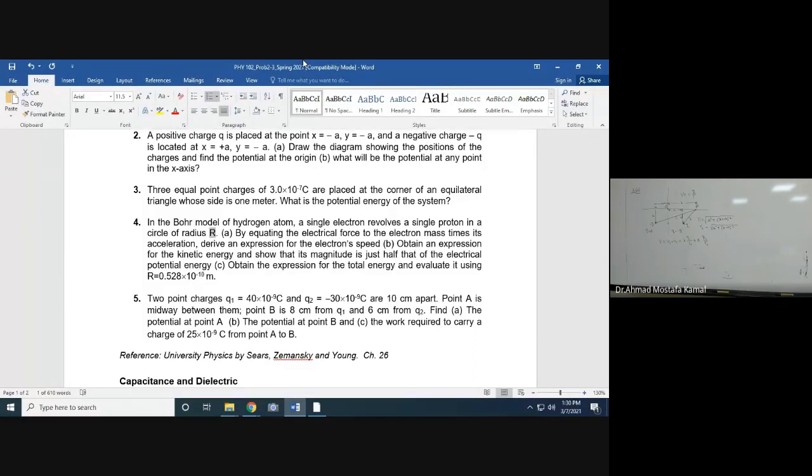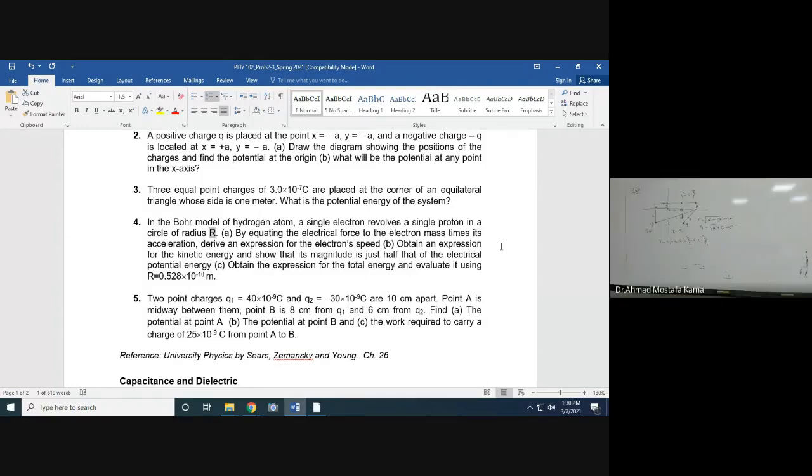আচ্ছা ঠিক আছে, এটা হচ্ছে v স্কোয়ার বাই r, তাই না? v স্কোয়ার বাই r, অবশ্যই তোমরা এটা সার্কুলার মোশনে পড়েছো। এখন বলা হচ্ছে by equating electrical force to the electron mass times its acceleration. So let's go, according to the question, Fe equal to ma. Fe equal to ma. লিখেছো?